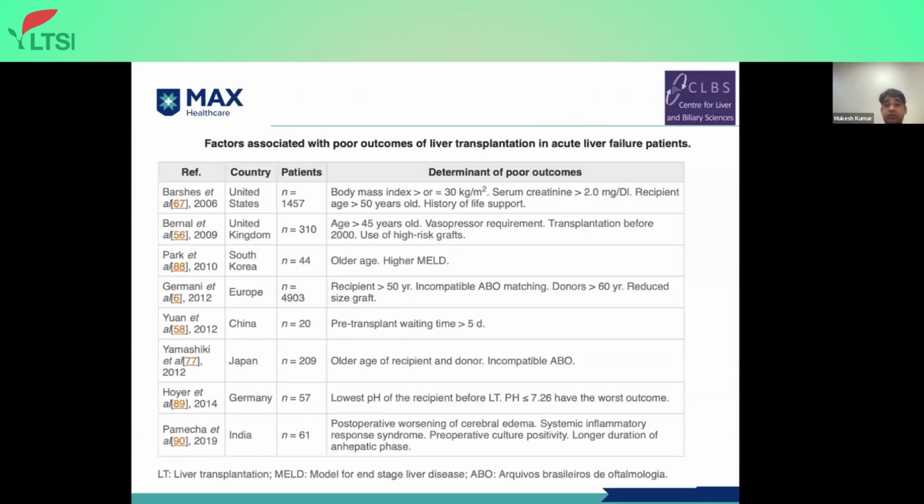So many factors there, but you could skip that because of the time. Next.